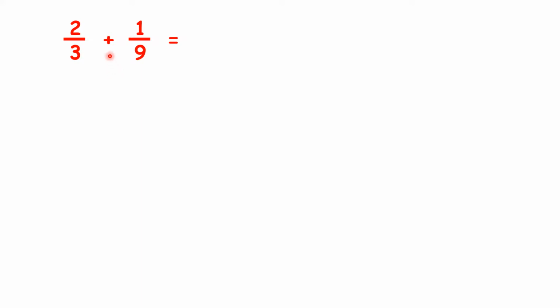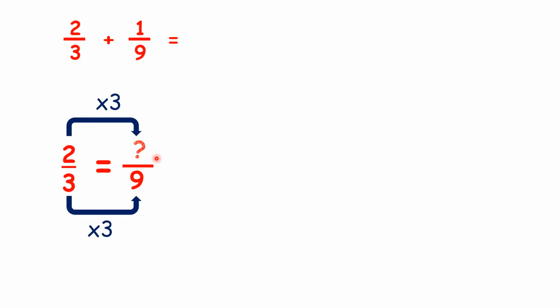We need to be able to add or subtract fractions with different denominators. So here we have 2/3 plus 1/9. To do this, we need to get the denominators of our fractions the same. So we need to find a fraction equivalent to 2/3 with a denominator of 9.